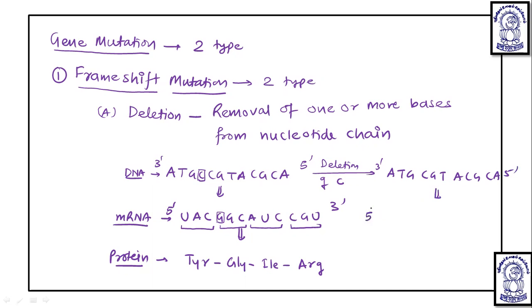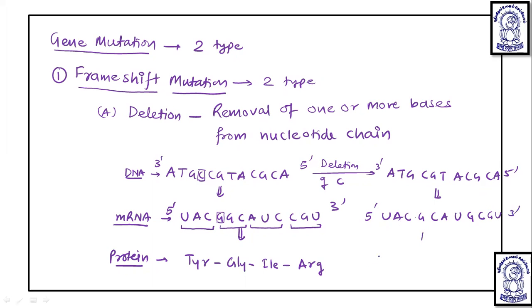Same way, the mRNA is going to be 5' UAC, GCA, where the complement of A is U, then UGC, and C is complementary to G, so GCA, UCC and so on, until the 3' end.